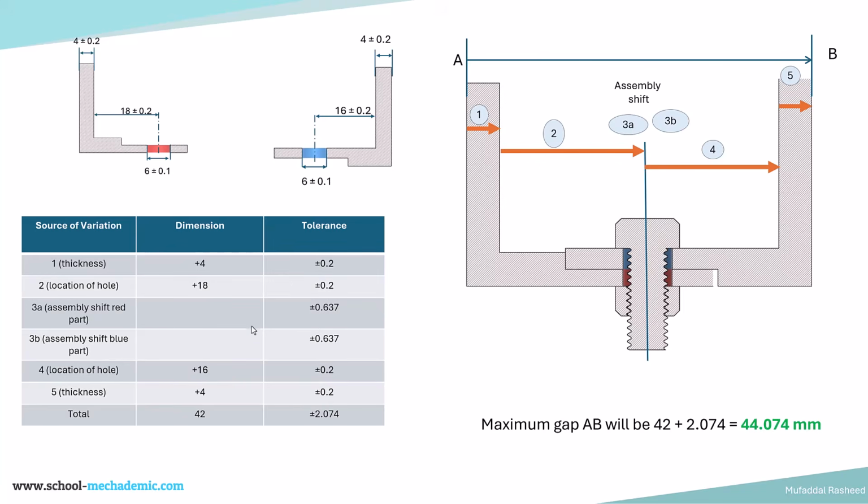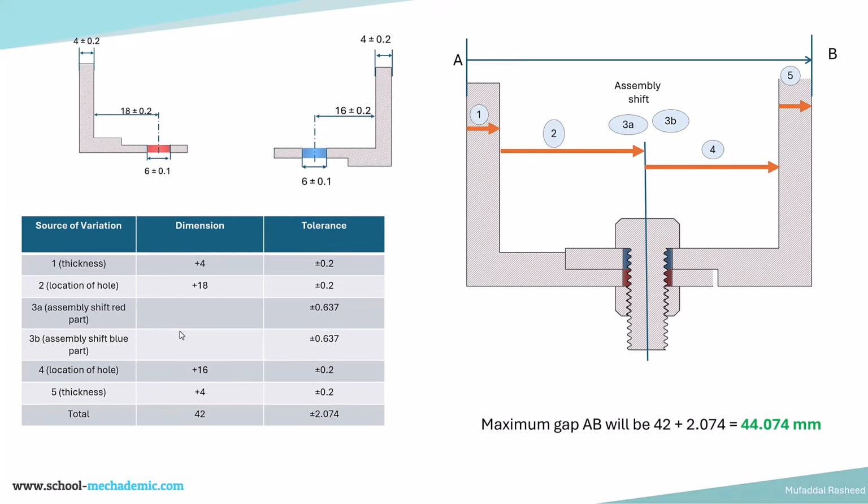Then assembly shift. There are 2 assembly shifts. Assembly shift between red color part and the fastener, and assembly shift between the fastener and the blue color part. So there can be 2 shifts. So both of these shifts are indicated by plus or minus tolerance of plus or minus 0.637 each.